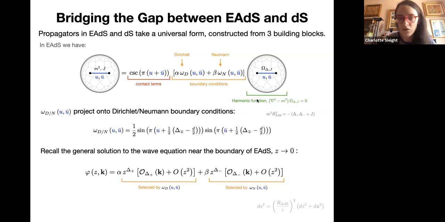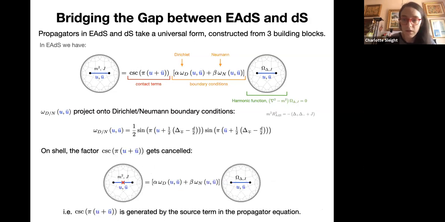So the combination of the green and the yellow building blocks so far just satisfy the source-free equation of motion with some boundary condition. And this cosecant factor ensures that the full propagator satisfies the equation of motion with a source. So if you put the internal leg on shell, so if you take the cut or the discontinuity with respect to the internal momentum, this cosecant factor gets completely cancelled. So this expression here is the expression for the on-shell propagator.